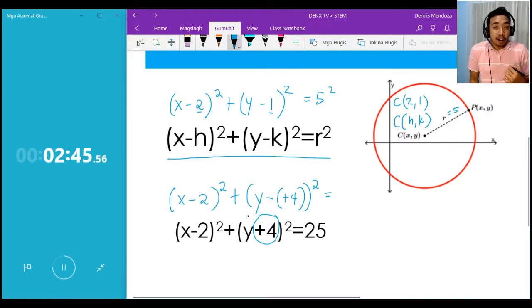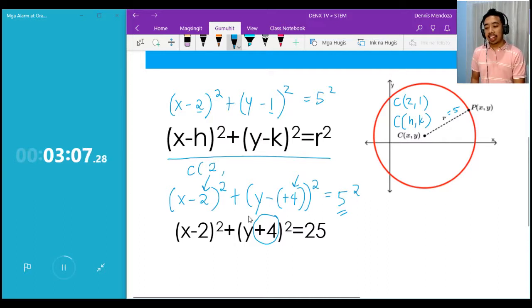So, we all know that the square root of 25 is 5. So, we could rewrite it as 5 squared. So, there you go. Our radius is 5, whereas our center would be our h and our k. So, our h is 2.